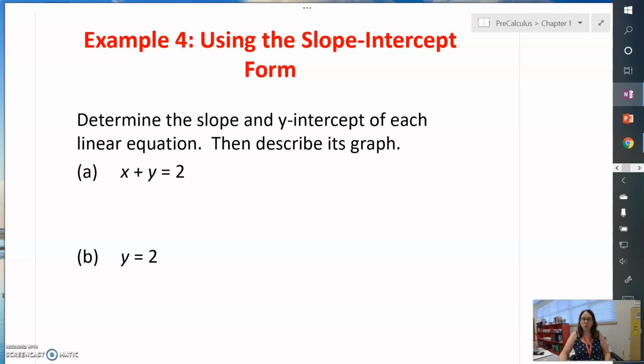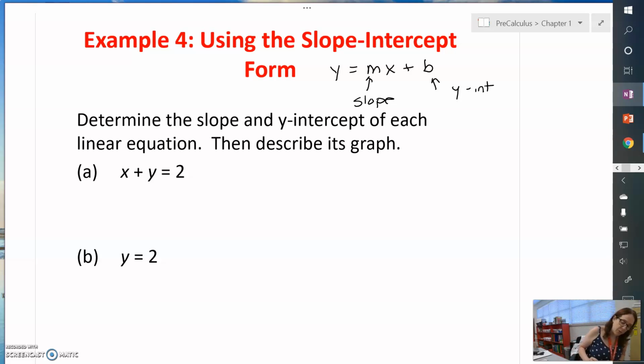All right, next we are going to determine the slope and the y-intercept from each linear equation and then describe the graph. If you remember slope-intercept form, that's y equals mx plus b. m is your slope, and b is the y-intercept. So just look at the equations, and you can pick out the slope and the y-intercept by inspection.